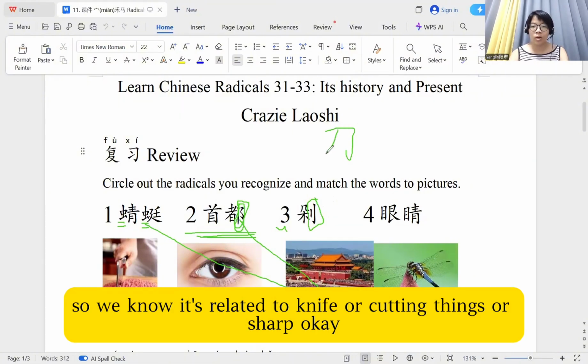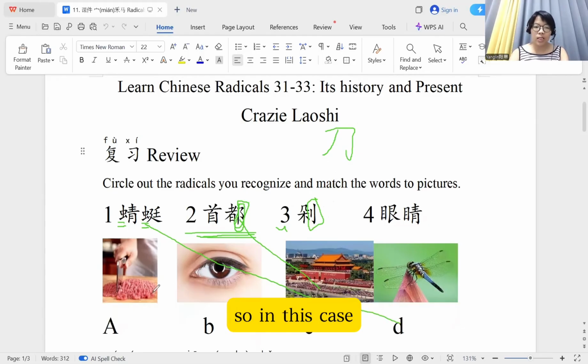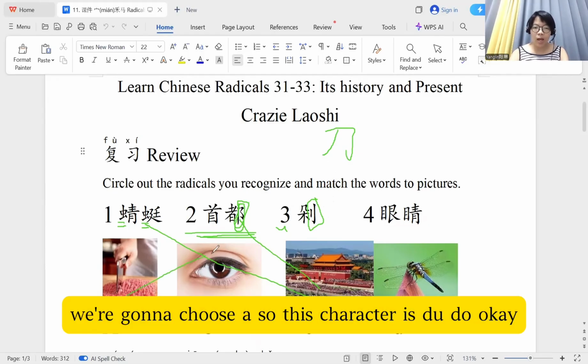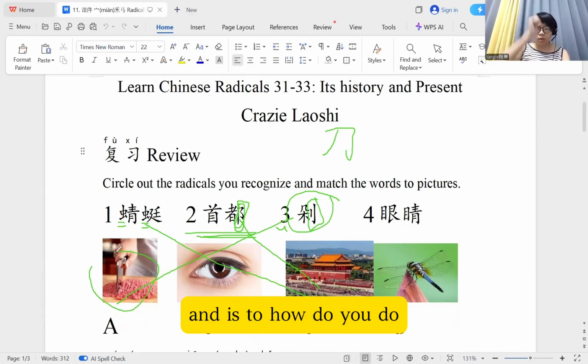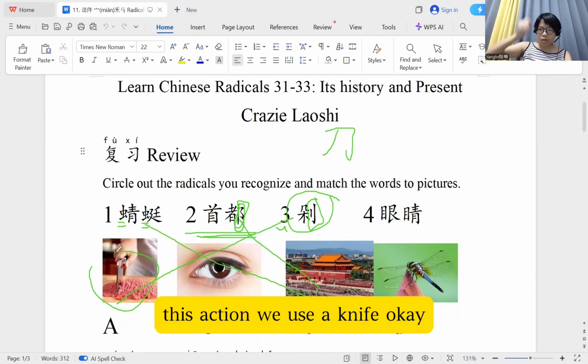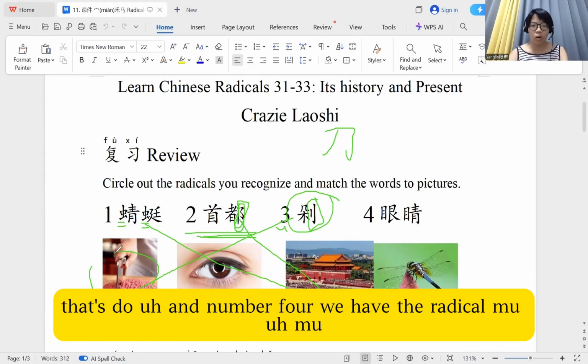好，然后三，我们看到这里有一个刀，okay, so that's the 刀 radical. So we know it's related to knife or cutting things or sharp, okay, things like that. So in this case, we're going to choose A. So this character is 剁, okay, and it is to, well, how do you do this? Like chop, okay, this action, we use a knife, okay, that's 剁.